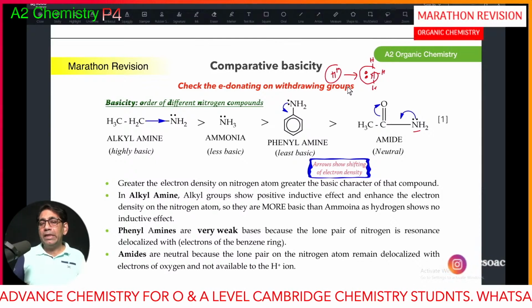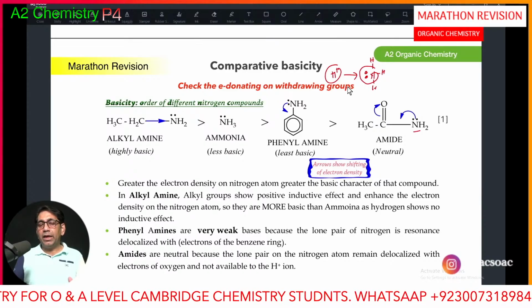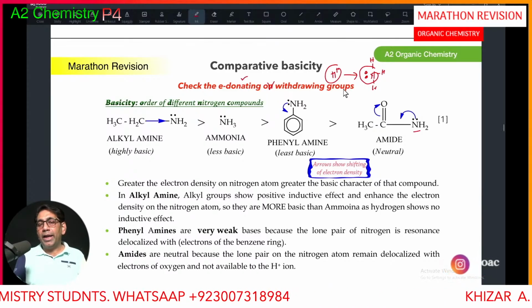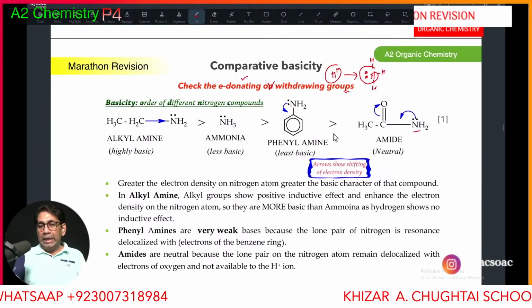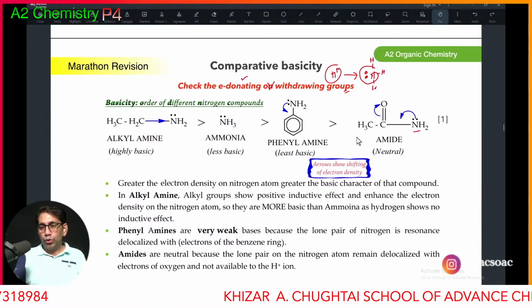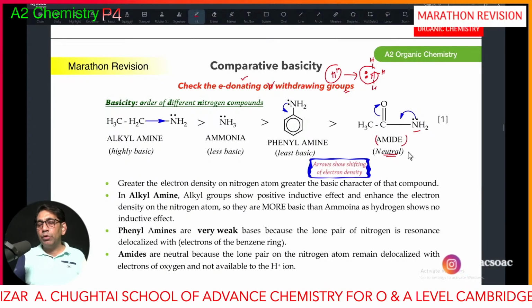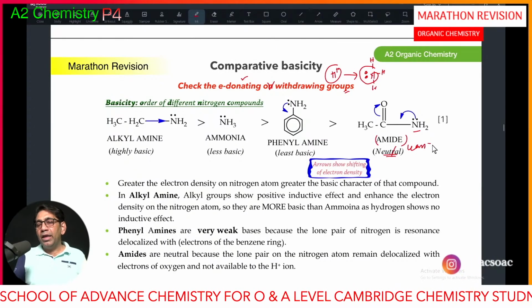Which one is the weaker base? In this case, once again, it is the electron donating or electron withdrawing group effect. In this case, I'm going to show you in a reverse way. The amides are almost neutral or least basic.